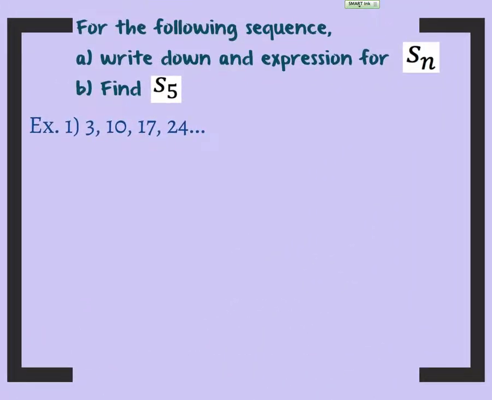So here is our first example. It's got two parts. We're going to write down an expression for S sub n, the series. And then we are going to find S sub 5. So that's the sum of the first 5 terms. So that'll be the second part.